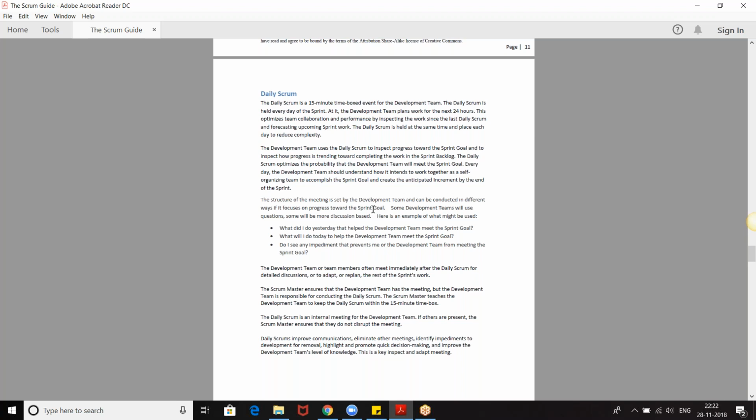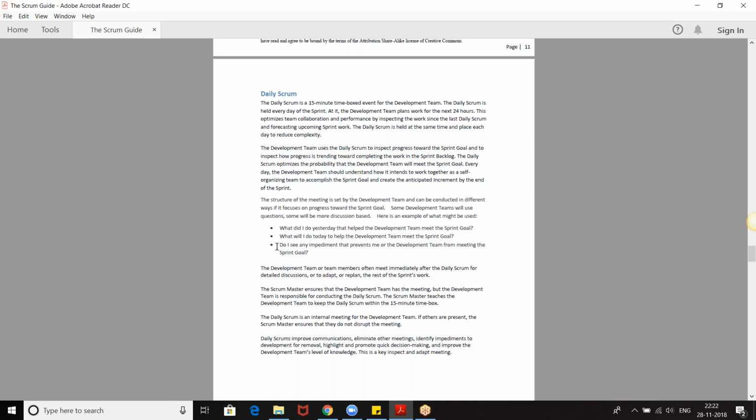Okay, so the development team should understand how it intends to work together as a self-organizing team. That is what I was giving you an example of before, right? So they work together in terms of, like, one has a dependency, how does the other one wait? And if one has a problem that they are not able to solve, some technical problem, how does the other person pitch in and help them and things like that? So as a team, they should create the work. So it's not in one person's accountability.